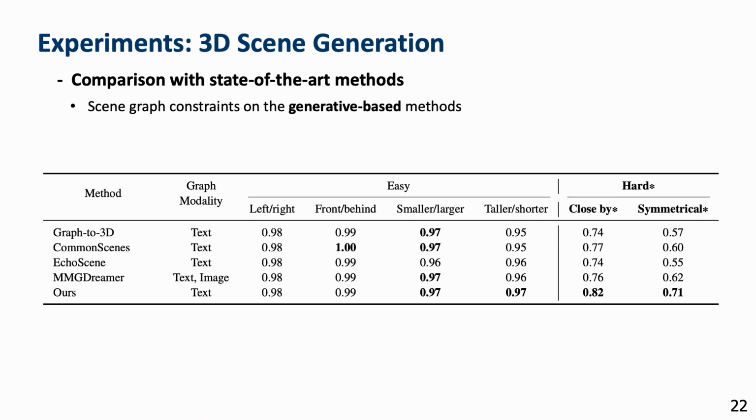Next, we show the results on 3D scene generation. Our method achieves comparable or better performance than prior approaches under the easy setting, and under the hard setting, it outperforms the previous state-of-the-art by 6.5% and 14.5%. Notably, we outperform MMG Dreamer, even when it leverages both text and image inputs. These results suggest that our proposed JSL module, particularly its layout-focused refinement strategy, has effectively improved scene-level consistency in challenging cases.